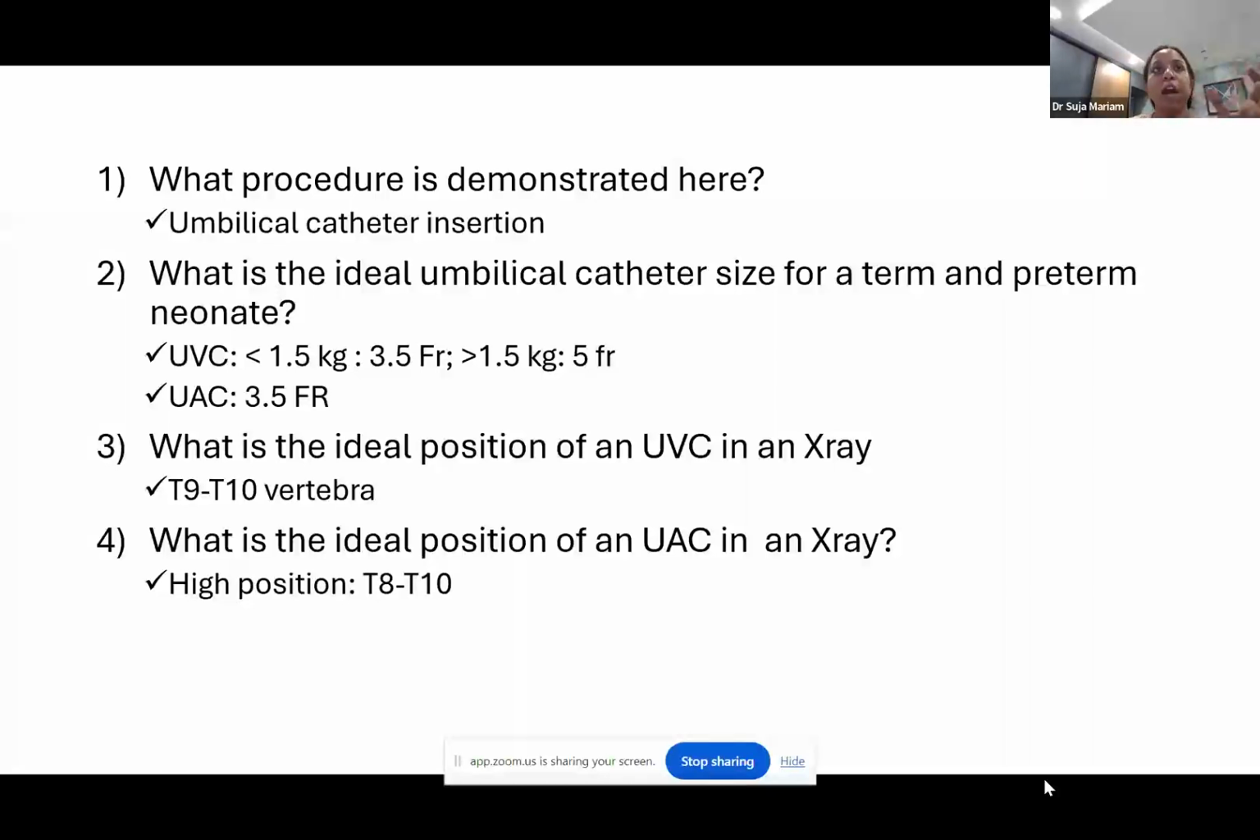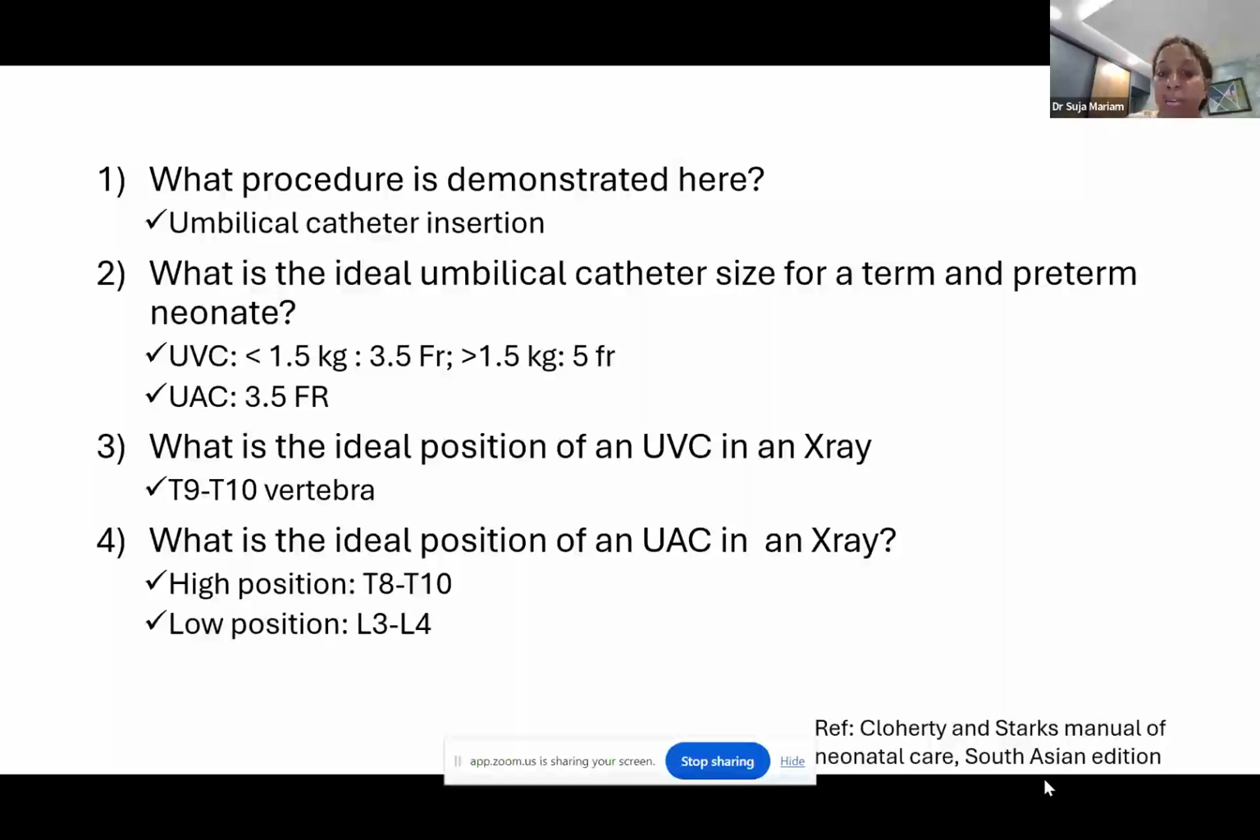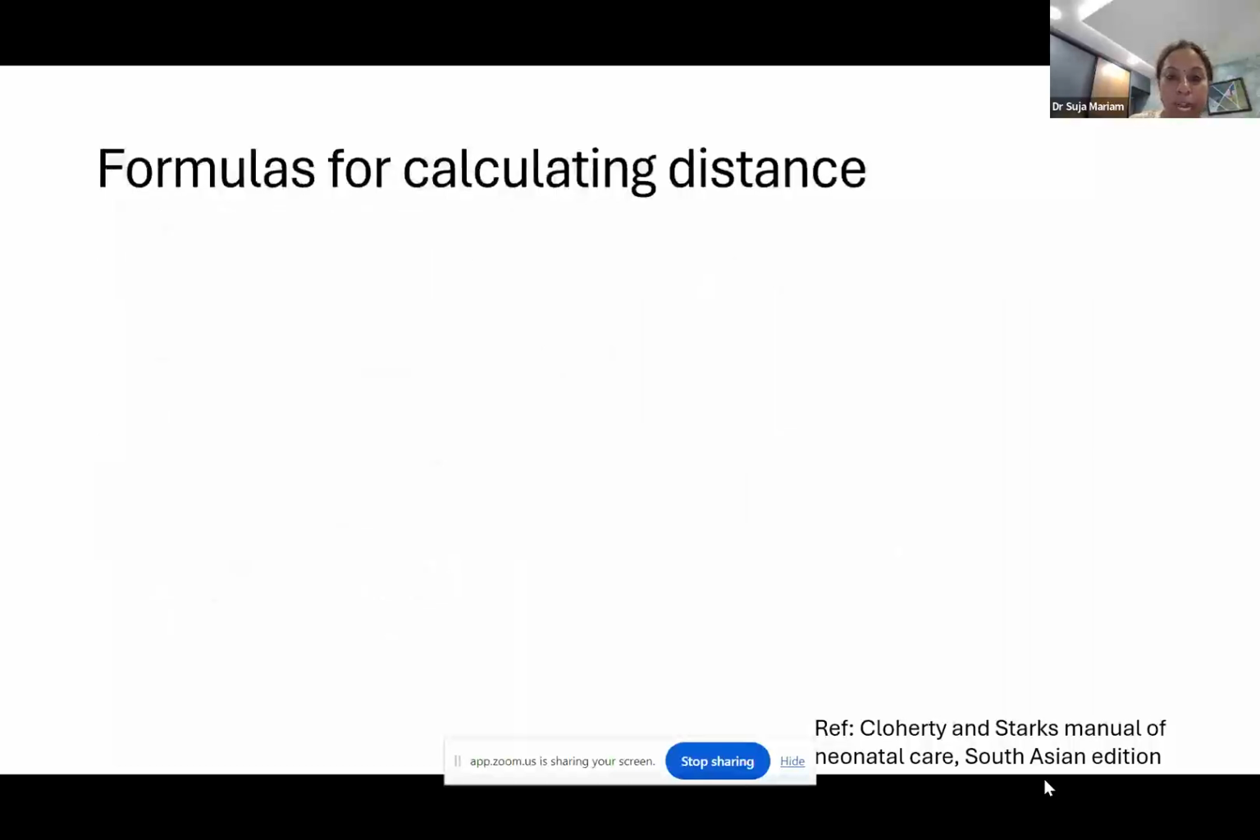I mean, you just have to see that it does not cross T11 at any point of time. So T9 to T10 for UVC is actually fixed. No confusion on that. Ideal position of UAC in an X-ray, high position it is T8 to T10 and low position it is L3 to L4. Now these numbers are the ones which are given in Cloherty and Stark's Manual of Neonatal Care.